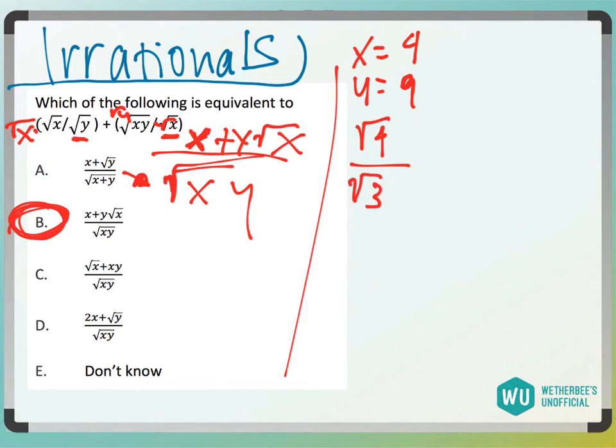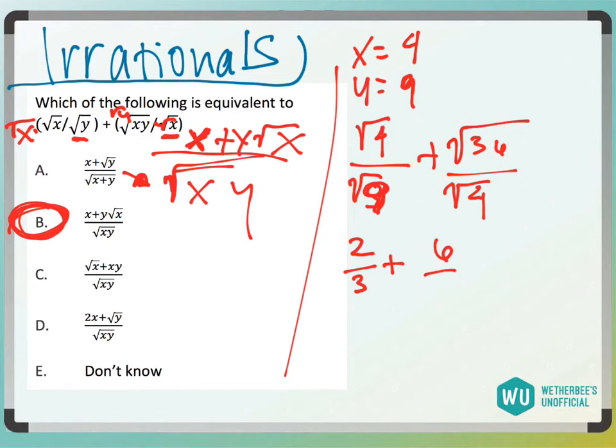I would get root 4 over root 9 (I put a 3 here, but this should be a 9), plus root 9 times root 36 over root 4. So that's going to give me 2/3 plus 6 over 2. Now you can put this in a calculator if you wanted to, or actually add them together. But let's go to answer choice B.